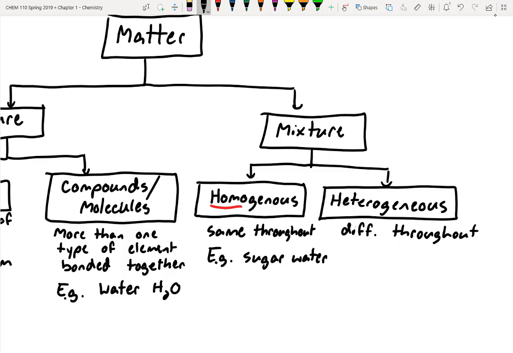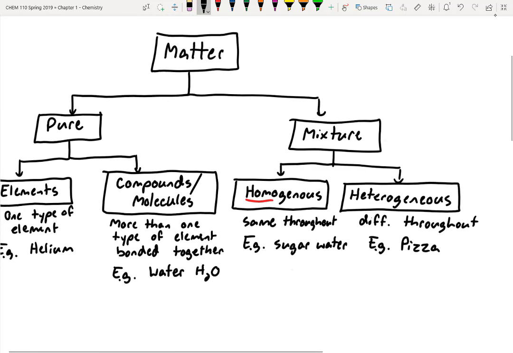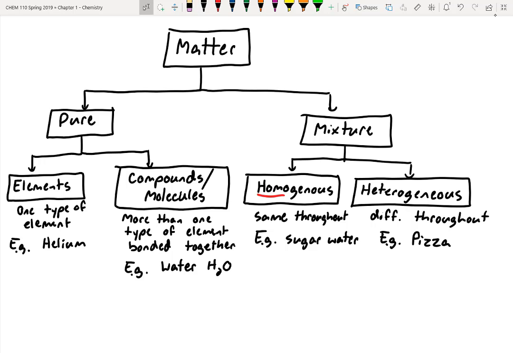Where a heterogeneous mixture might be a little bit different. My favorite example of a heterogeneous mixture would be something like pizza. So you're mixing a bunch of food ingredients onto dough, but it's not mixed evenly, right? You might have a pepperoni in one chunk, you might have a pepper in another chunk. It's not evenly mixed at all.